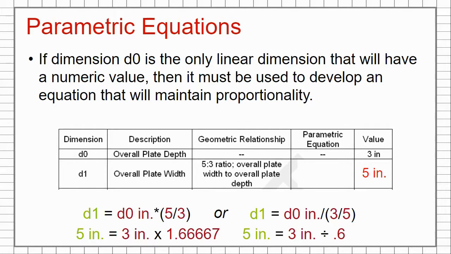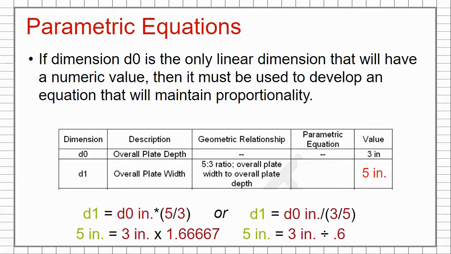So there's two different ways we could type in this parametric equation to preserve the relationship in size between D0 and D1. For D1, we could either type in D0 times 5/3, or we could type in D0 divided by 3/5. Mathematically, these are equivalent equations. They are both going to give us the same result. If D0 equals 3, it's going to produce a D1 that equals 5. If D0 equals 6, it's going to produce a D1 that equals 10. It's going to preserve that relationship of size no matter what we type in for D0's value.